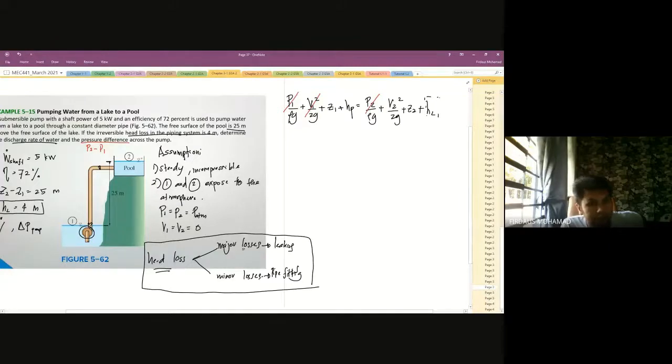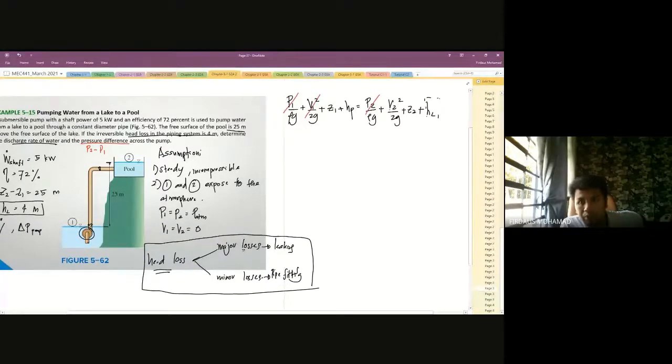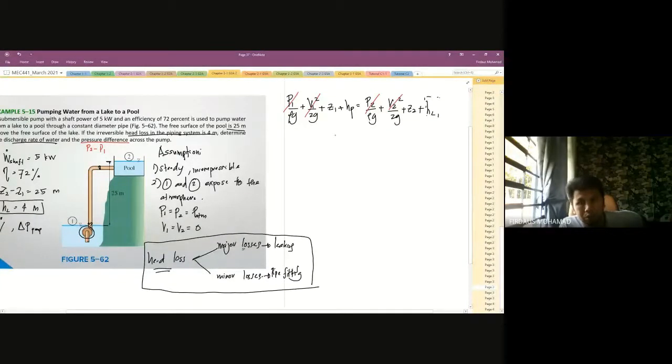Kalau dia tertutup, lain. Kalau pool ni contohnya tertutup rapat, so akan ada gauge pressure dalam ni. So yang tu kita kena berhati-hati. Okay, tapi yang ni exposed to the atmosphere, so V2 pun kosong. Okay, so Z1, Z2 ada, and then kita kena cari HP.